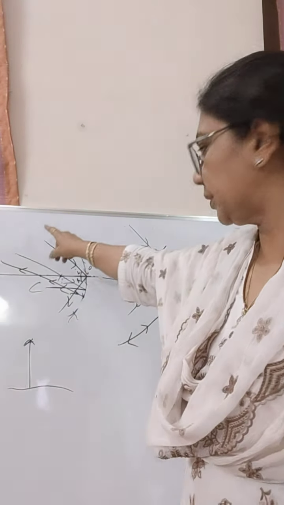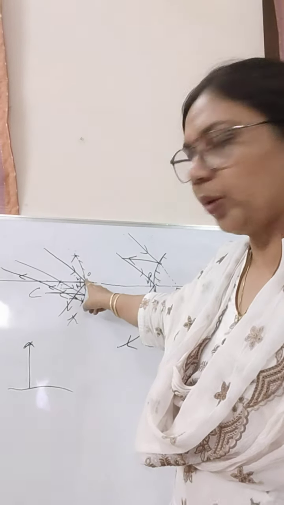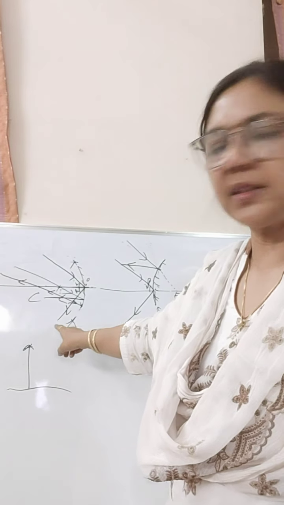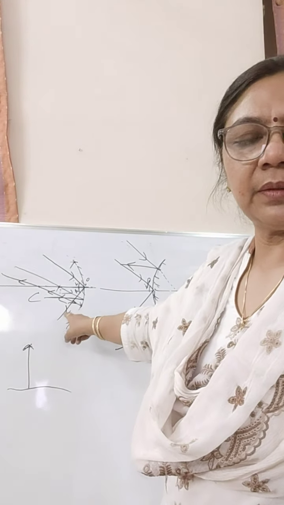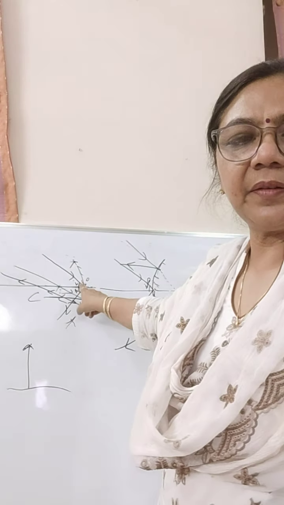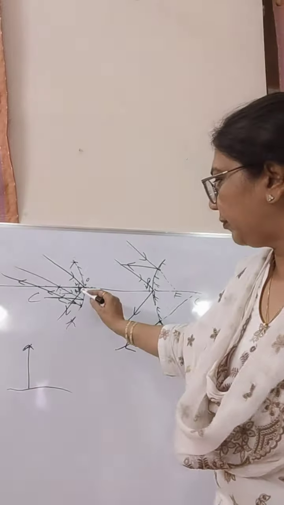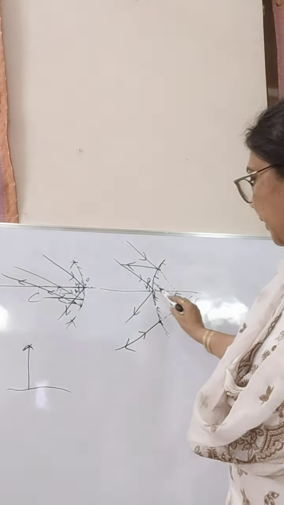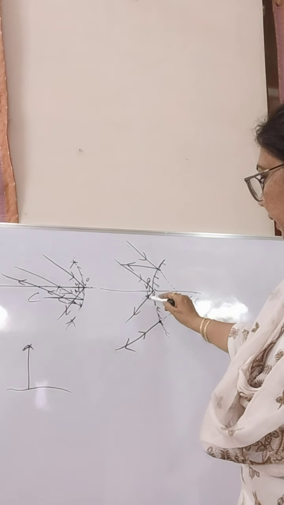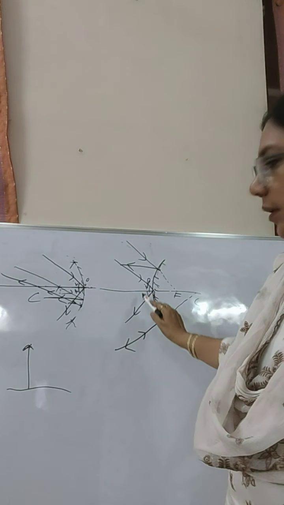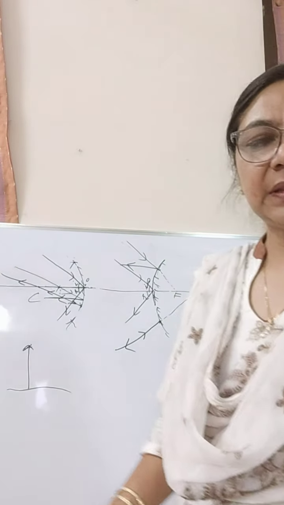The 4th rule is also there: the ray which is incident at the pole will reflect back in such a way that the angle between the incident ray and the principal axis will be equal to the angle between the reflected ray and the principal axis. Here in this case also the angles i and r will be equal. So these are the 4 rules.